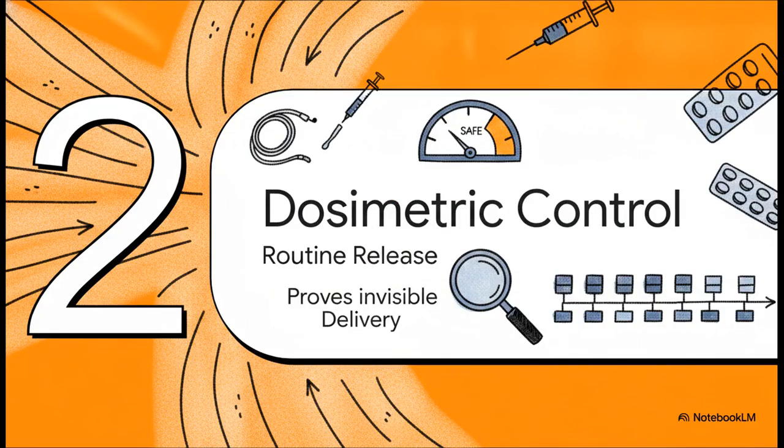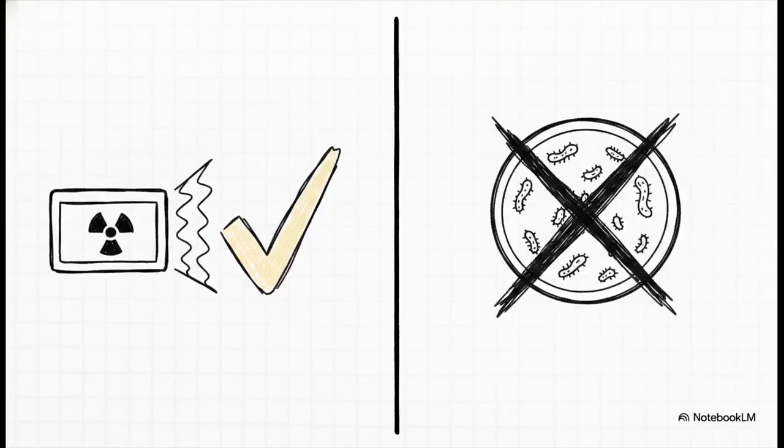Let's move on to section 2, dosimetric control and routine release. So we know our required dose window, but how do we actually prove it was delivered correctly during everyday routine production? Well, because radiation lethality correlates directly and flawlessly with absorbed physical dose, we can measure those invisible rays directly. We use dosimeters. And because we have absolute, total trust in this physical measurement, routine release is purely dosimetric. You never, ever use biological indicators to release a routine radiation load.